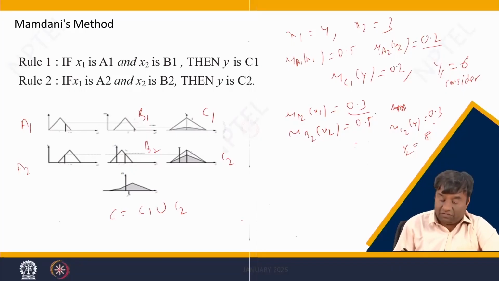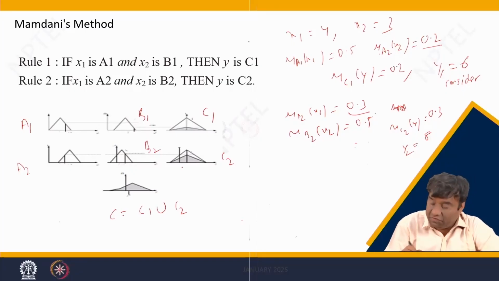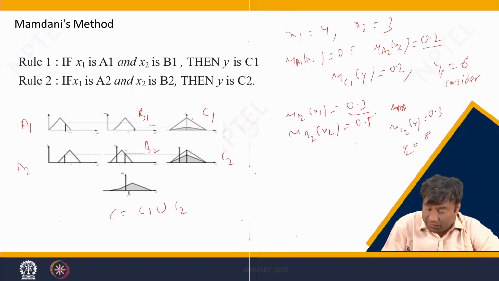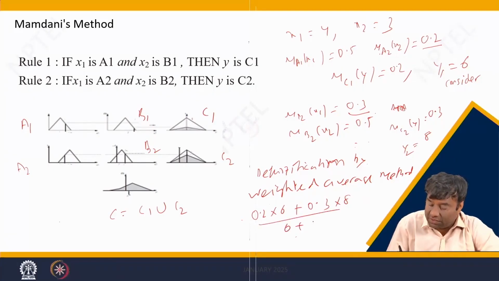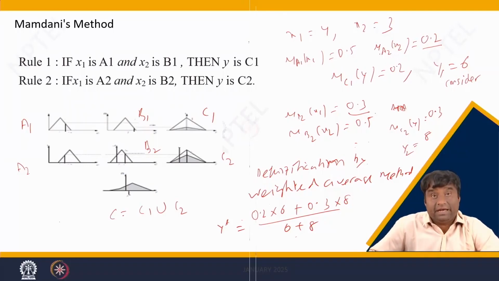So here the defuzzified value by the weighted average method, we are taking the mid value. So defuzzification by weighted average method is equal to 0.2 into 6 plus 0.3 into 8, divided by 6 plus 8. So that is the value of y star, whatever value we get, that is the crisp output. So that is the Mamdani method connected with AND.